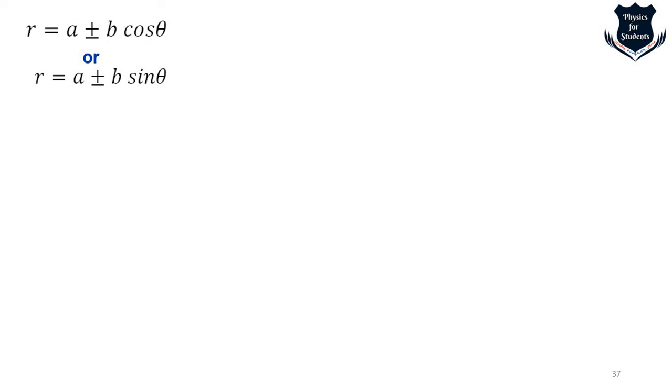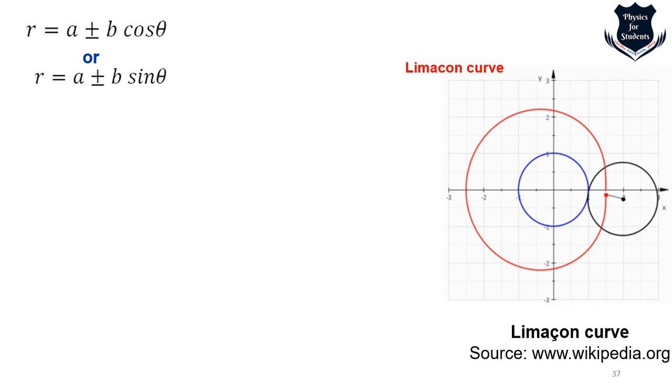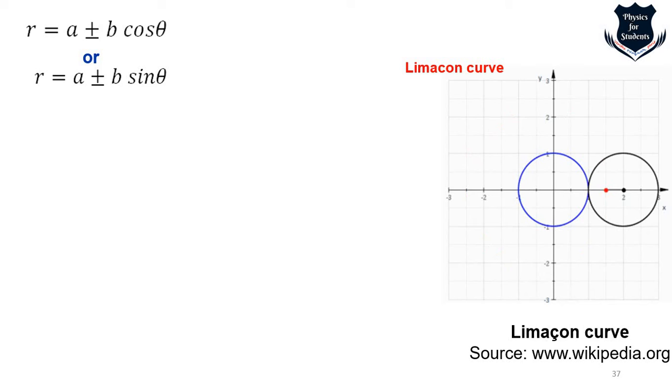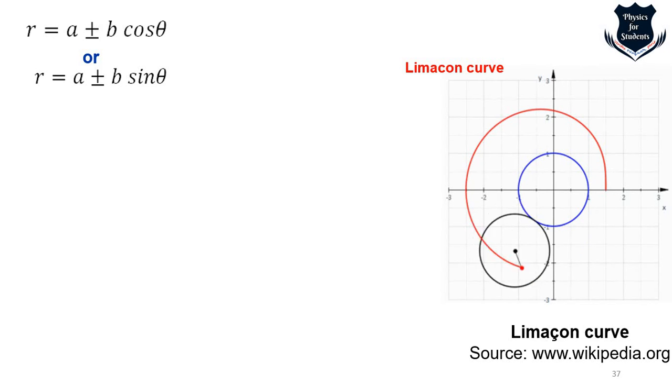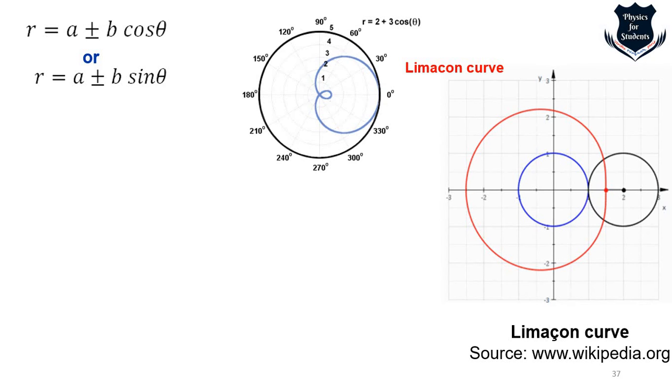So here is an equation of a Limacon curve, and here is how it looks. I have taken this image from Wikipedia. This is actually a parameterized curve, which we will see, and it has different variations. So this is the Limacon curve.